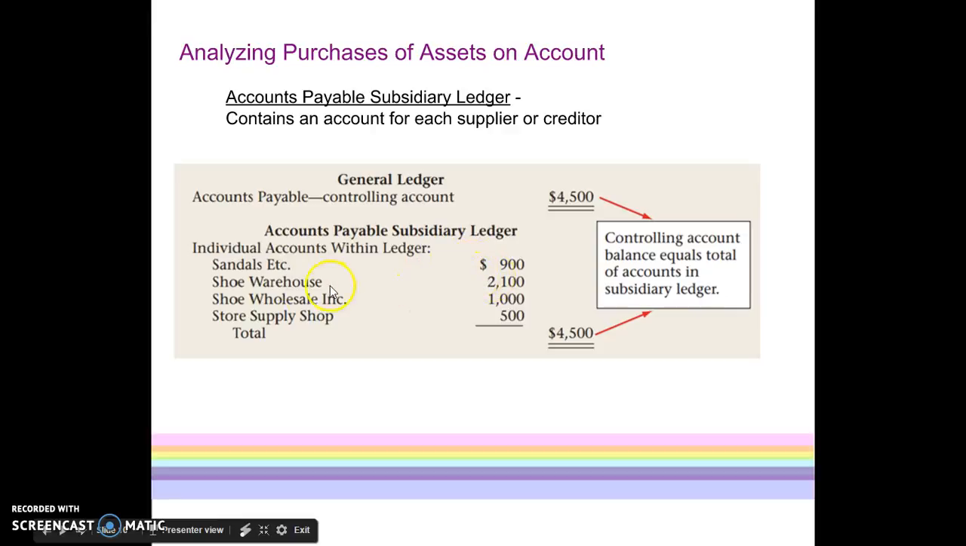So in this example, we have 4 vendors or 4 suppliers that we are doing business with: Sandals, etc., Shoe Warehouse Inc., and then also Store Supply Shop. We owe all of these different vendors different amounts of money. So we owe $900, $2,100, $1,000, and $500 to each of those individual suppliers, totaling $4,500. That then becomes the balance of the accounts payable controlling account, which is a summarization of all of our liabilities.